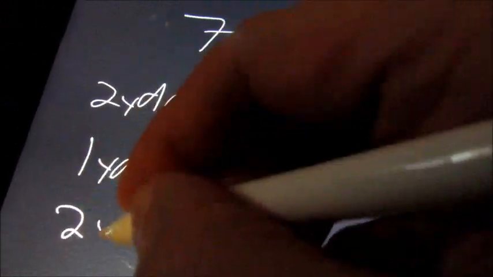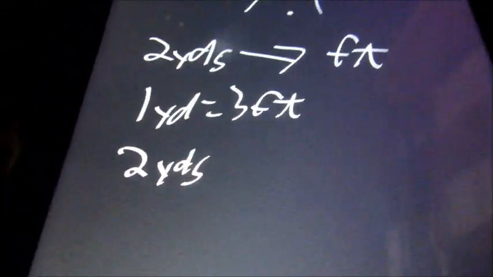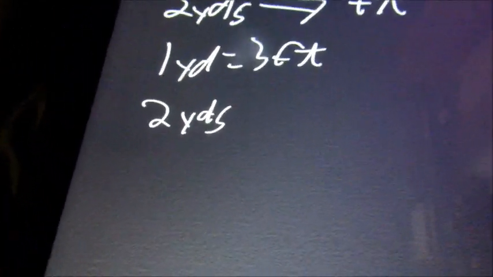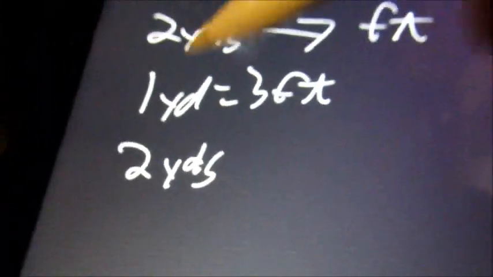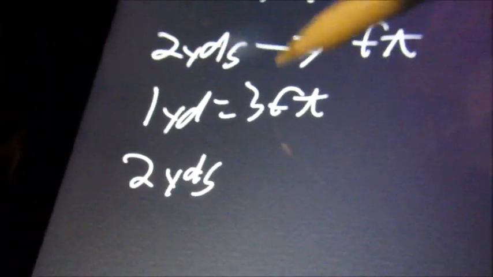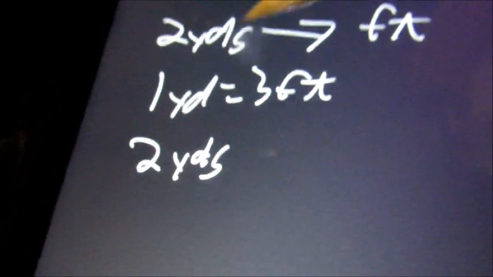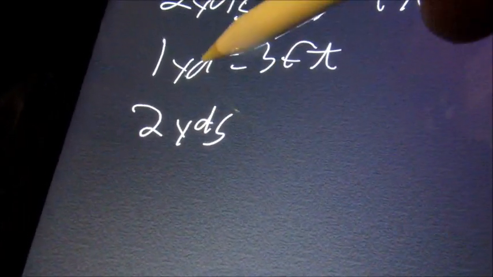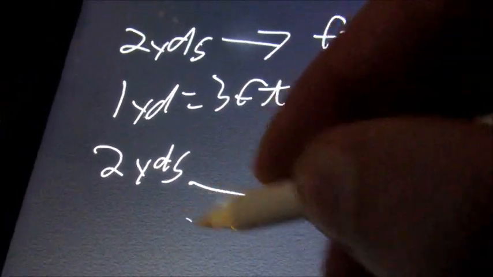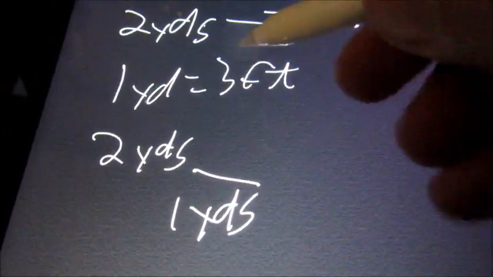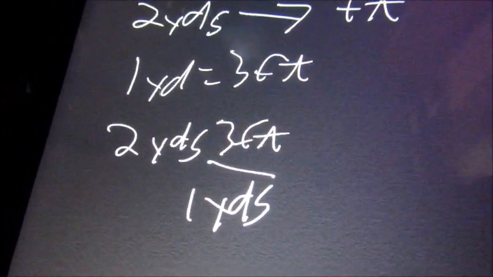So we're going to start with 2 yards. And remember that whenever we have a whole number, that means it's over 1. So we're going to turn this 1 yard equals 3 feet into a fraction so that you see how we start with yards on top. That means we want our yards to be on bottom. So 1 yard's on bottom, 3 feet on top.